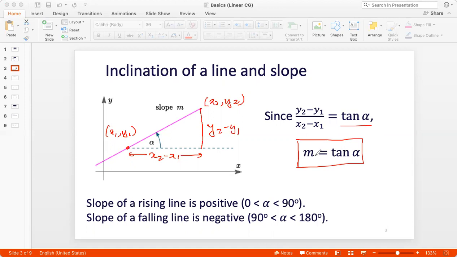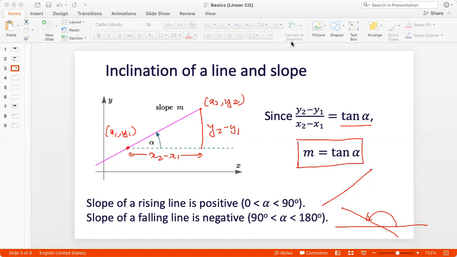Now, this gives us some important conclusions. When you have an angle between 0 and 90 degrees, which is known as a rising line, something like this, then the slope will be positive because the tangent of any angle between 0 and 90 is positive. When the line is a falling line, which means something like this, it would make an angle with the positive x-axis, which is between 90 and 180. And since the tangent of such an angle is negative, the slope of a falling line is negative.